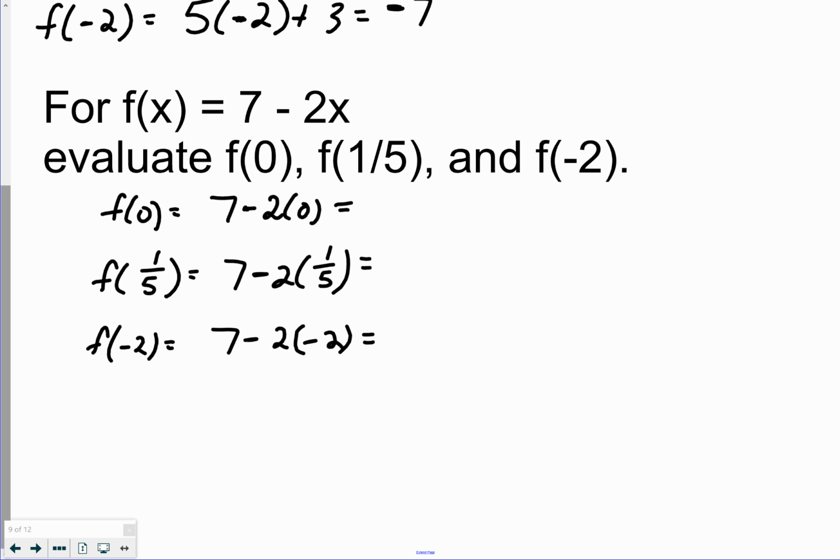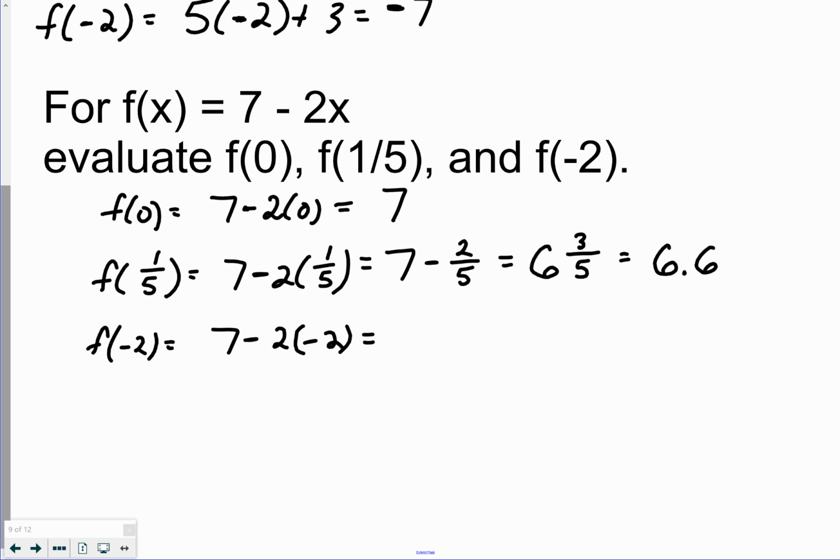So after you substitute your inputs, let's get the answers here. 7 minus 2 times 0 is going to be 7. 7 minus 2 times 1/5. Ooh. So that's 7 minus 2/5. What is 7 minus 2/5? Oh, come on, guys. We can do this. 6.6. It is 6.6. Your brain probably did 6 3/5. Right? If you were to add those together, 6 3/5 plus 2/5 is 7. And you could also write 6.6. Both are acceptable.